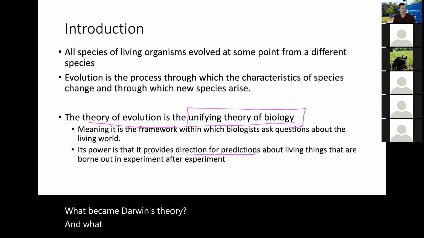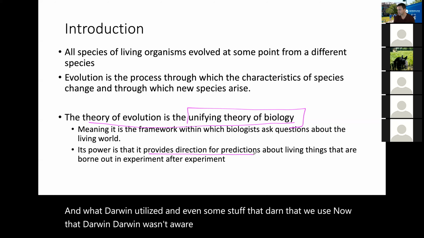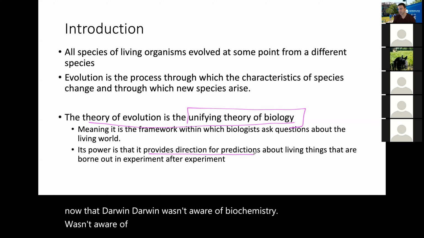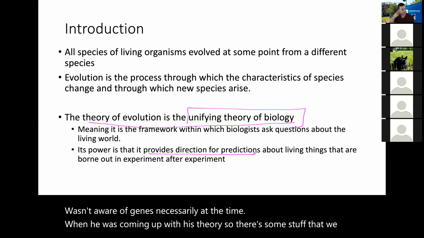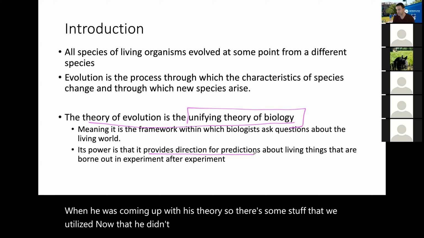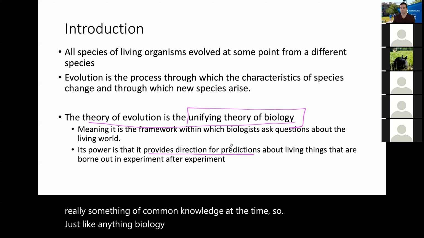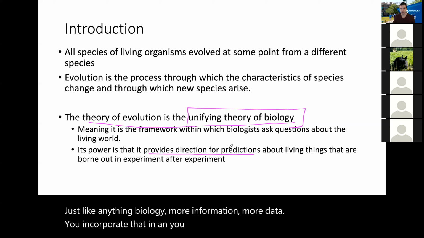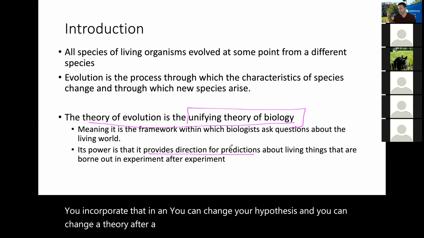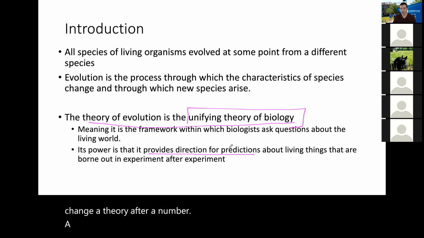When we start to look at some of the building blocks for what became Darwin's theory and what Darwin utilized, and even some stuff that we use now that Darwin wasn't aware of, biochemistry, wasn't aware of genes necessarily at the time when he was coming up with his theory. So there's some stuff that we utilize now that he didn't have, or he didn't truly understand. It wasn't really something of common knowledge at the time. So just like anything in biology, more information, more data, you incorporate that in and you can change your hypothesis and you can change a theory after a number of studies and research goes into it.